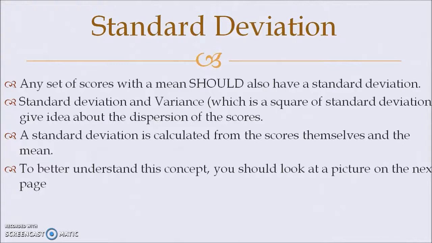Why do we do a square sometimes? Because our standard deviation can be a plus and a minus, and I'll show you that in just a second. When we do the square, we will always have a positive. That is why some researchers refer to variance. Standard deviation is calculated from the scores, and it is a much better picture of the score dispersion.